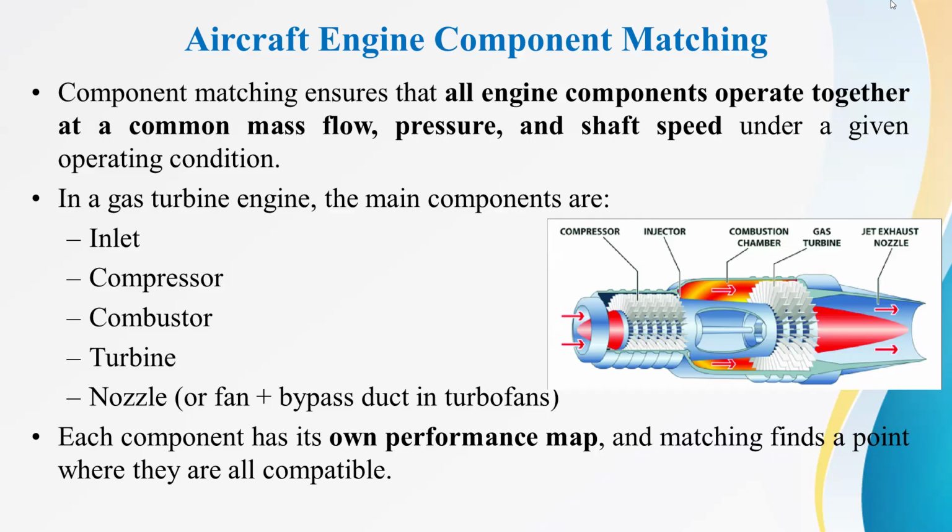As we know, the gas turbine engine consists of main components like inlet, compressor, combustor, turbine, and nozzle, or the exit section. Each component has its own performance map, and matching finds a point where they are all compatible. So compatibility is the main issue here. In component matching, we expect compatibility of each of the engine components.